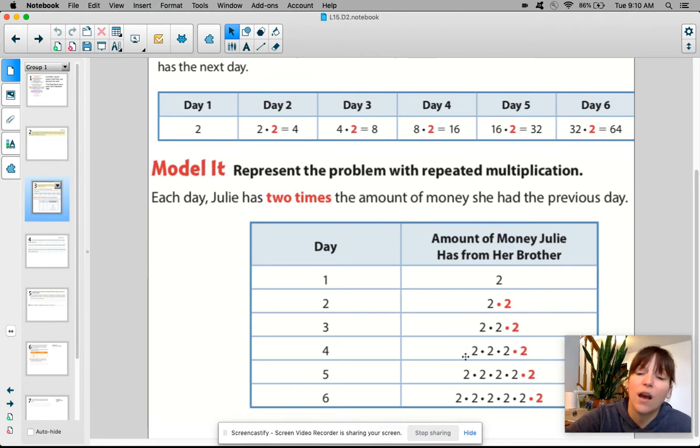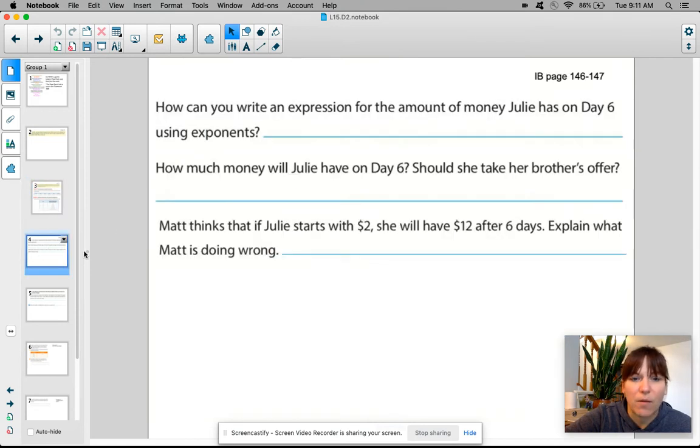So maybe you were doing it day by day as a way to think about it, or hopefully you're seeing that connection now between what you can do each day and what's going on with the repeated multiplication. All right, so just a couple of wrap-up questions with Julie's problem, which is in this next slide.